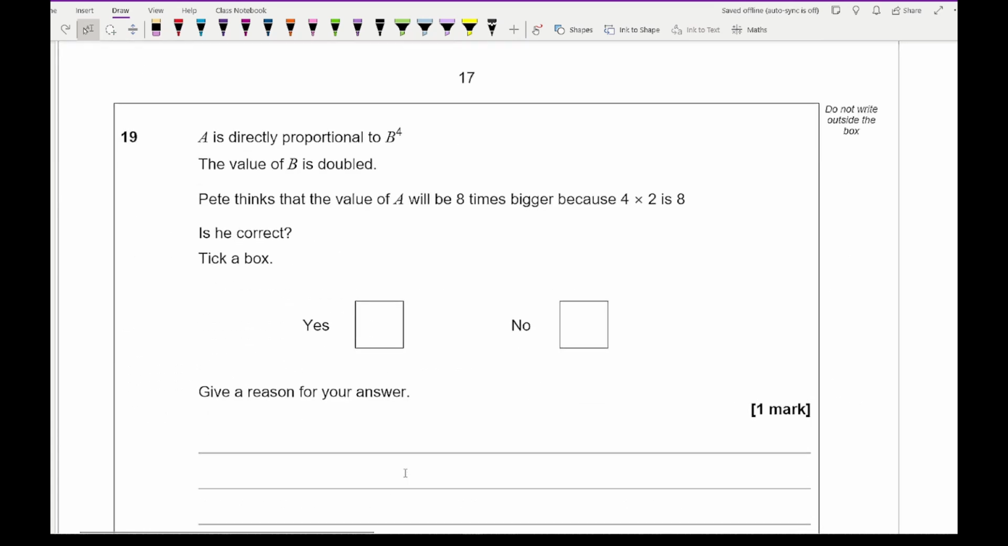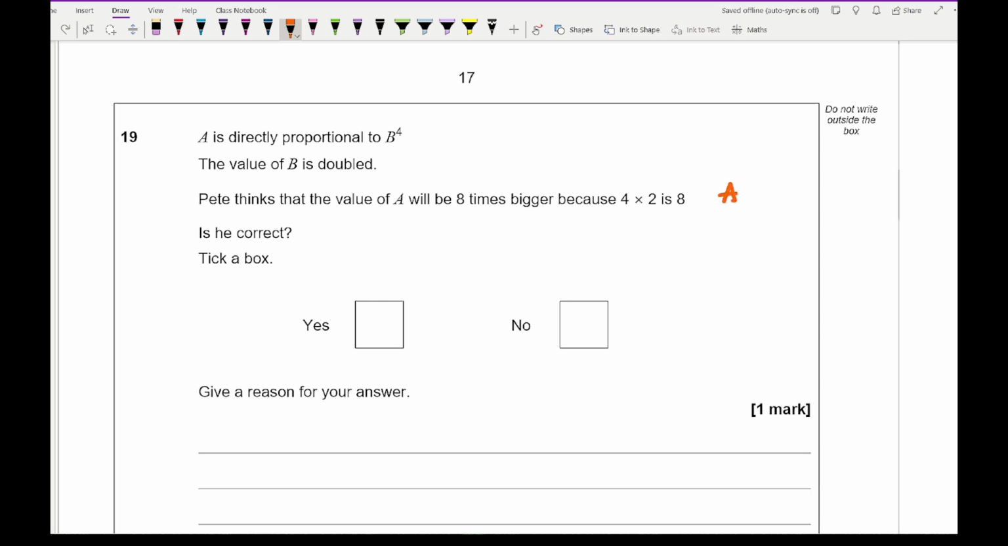Then moving on to question 19, it says a is directly proportional to b to the power of 4. The value of b is doubled. Pete thinks that the value of a will be 8 times bigger because 4 times 2 equals 8. Is he correct? Give a reason for your answer. Right, so for this, again, it should be the other way around. The option for yes, no should be at the end, as you should show your working out.